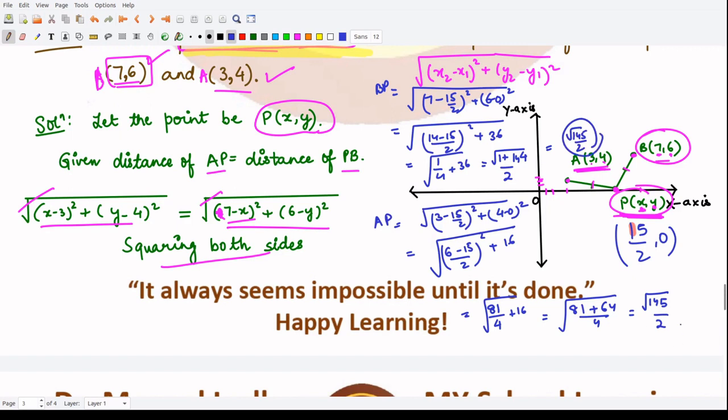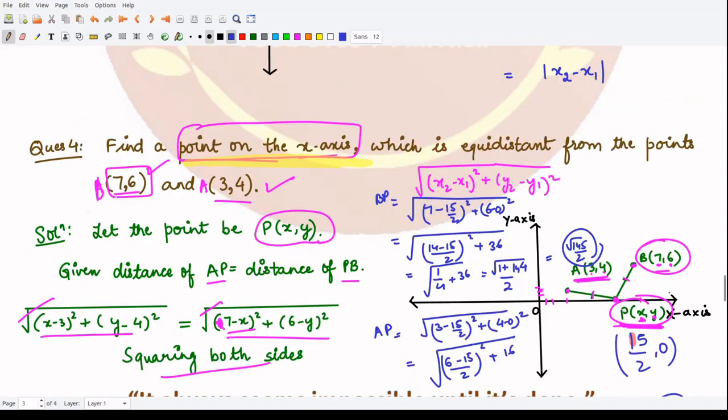So you see this distance and this distance are the same, hence our point is equidistant. Hence, I think you understood this question well.